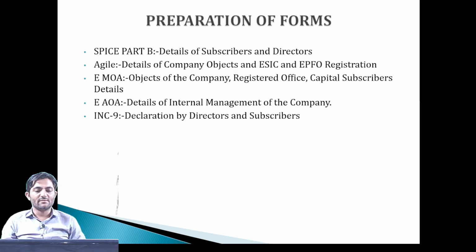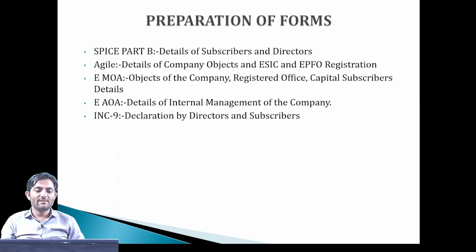The next form is electronic articles of association. In this form, details of internal management of the company are mentioned, like voting rights, transferability of shares, conduct of a general meeting, board meeting. These are the basic details which are to be mentioned in the articles of association.